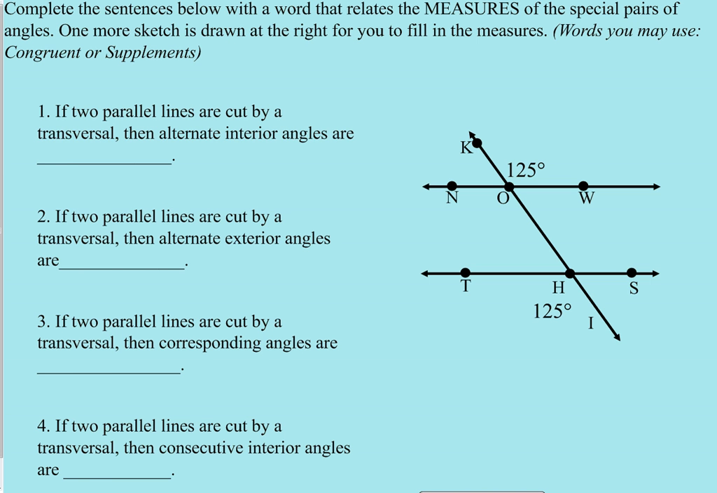So two parallel lines are cut by a transversal. We're putting this into words now. Two parallel lines cut by a transversal. Alternate interior angles are going to be congruent.